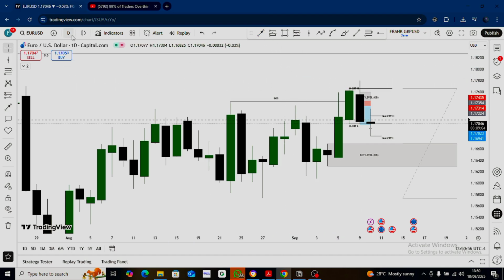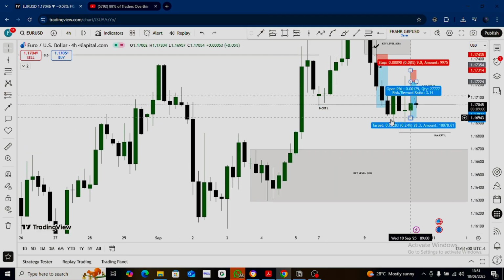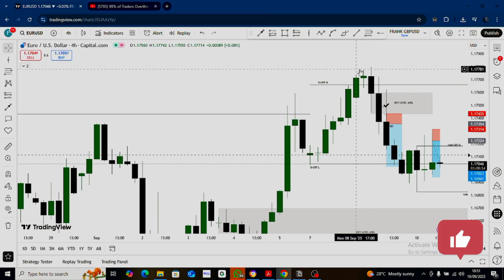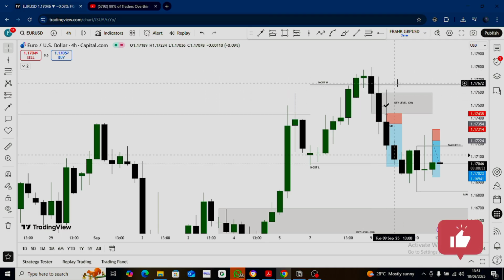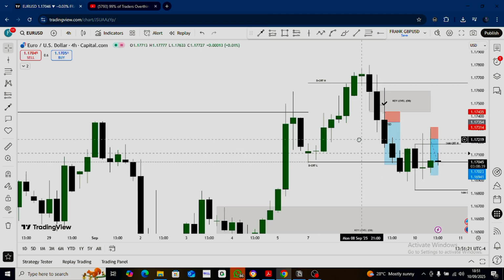So definitely I went on my 4-hour time frame to look for my CRT, but in this case price was already moving, because there was already a 4-hour CRT. This was the 1 a.m. candle, this was the 5 a.m. candle, and this is 9 o'clock. After seeing this bearish momentum from 1 a.m. and 5 a.m., I felt like 9 a.m. would be a continuation of it. So then I have to wait for price to do its thing.